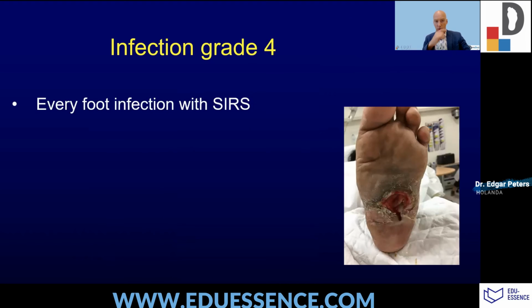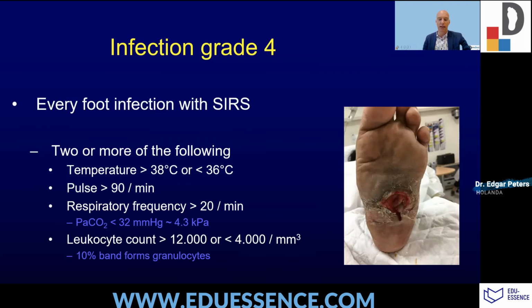Now, infection grade 4 would be a person with sepsis, and sepsis was defined as a foot infection with systemic inflammatory response syndrome. So the classic definition of sepsis, not using the qSOFA score or MEWS or NEWS or any of the other new sepsis scores. SIRS was defined as 2 or more of the following: a fever or under temperature, tachycardia, tachypnea, leukocytosis or leukopenia. And again, we made a distinction between those with osteomyelitis and those without.